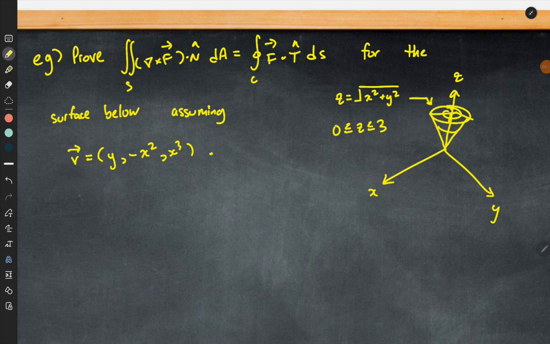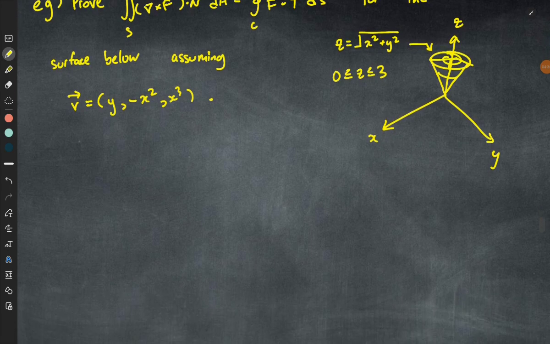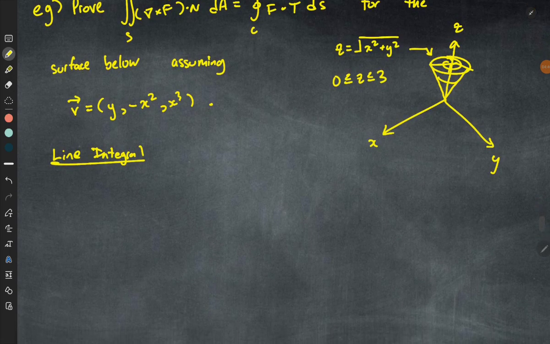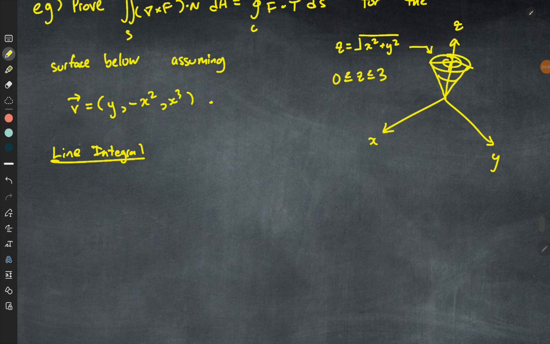So this is going to be a cone. We're just going to say that it can be modeled by the equation z equals the square root of x squared plus y squared, and that it goes from z equals 0 to z equals 3. And we're just going to say that the top is open for the sake of this example. So let's try to work out the line integral first. The line integral will just be a circle with radius 3 at z equals 3.